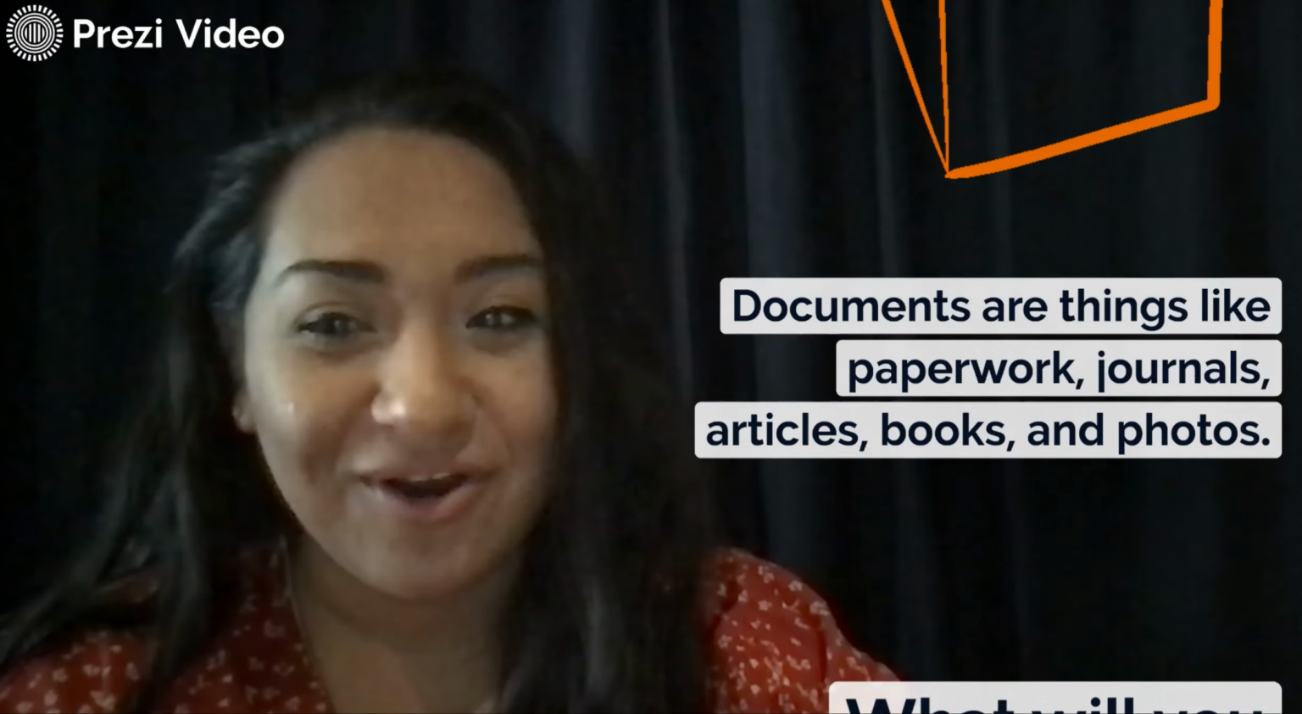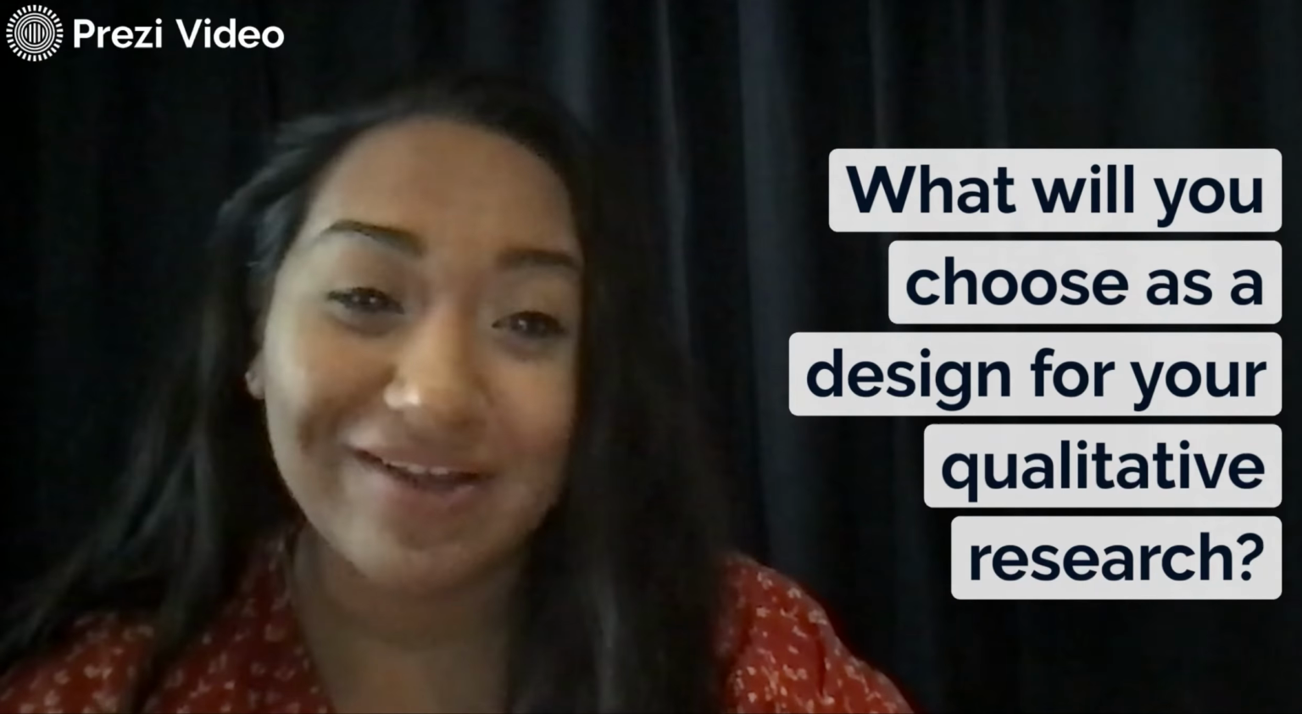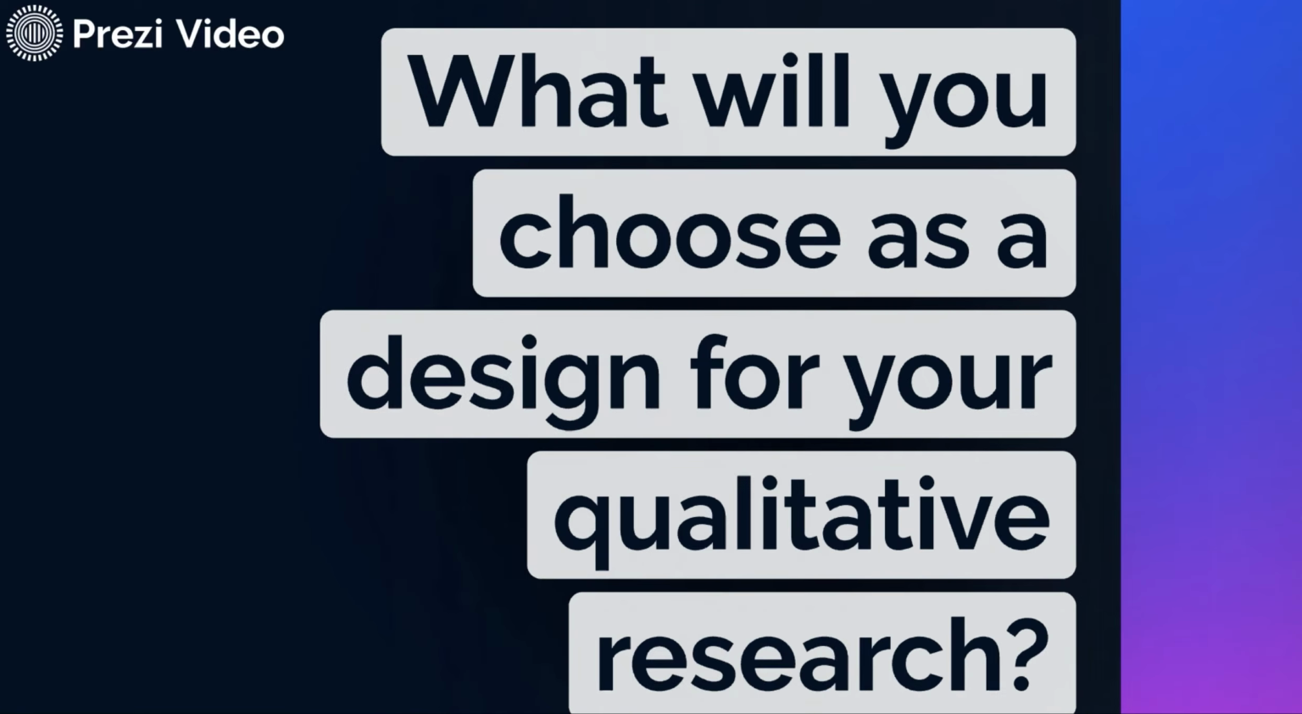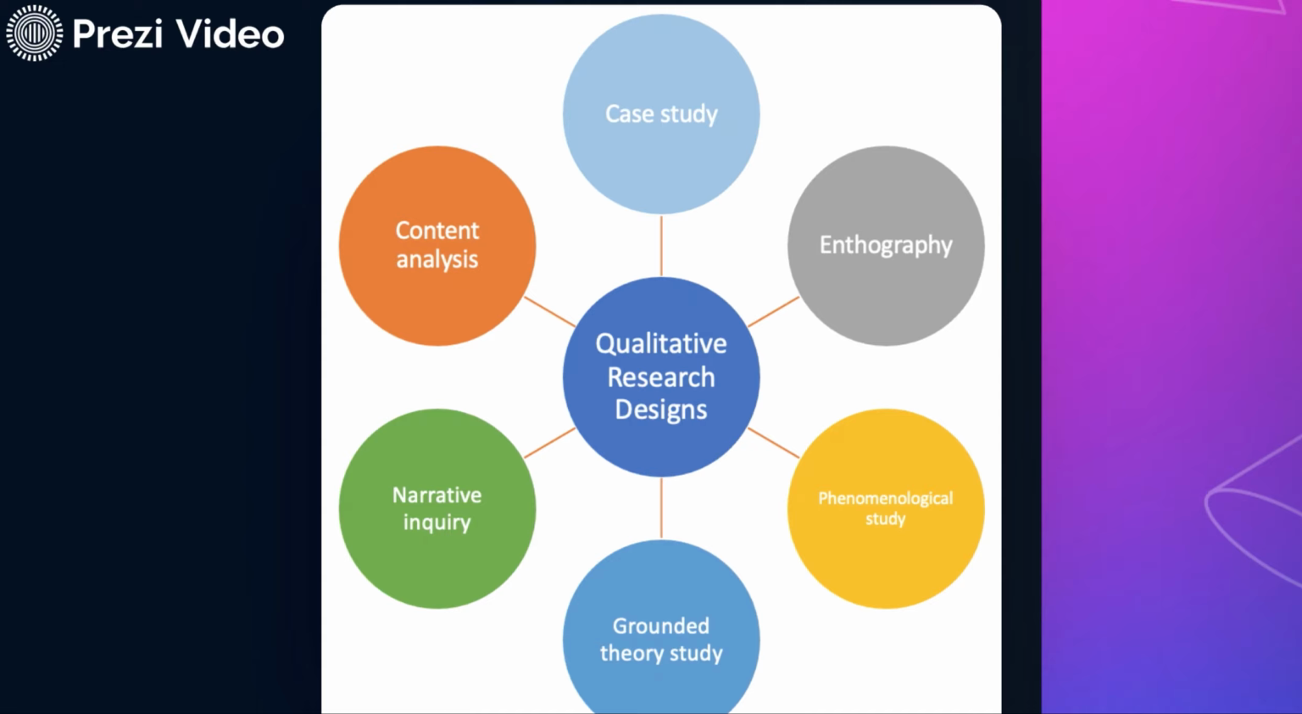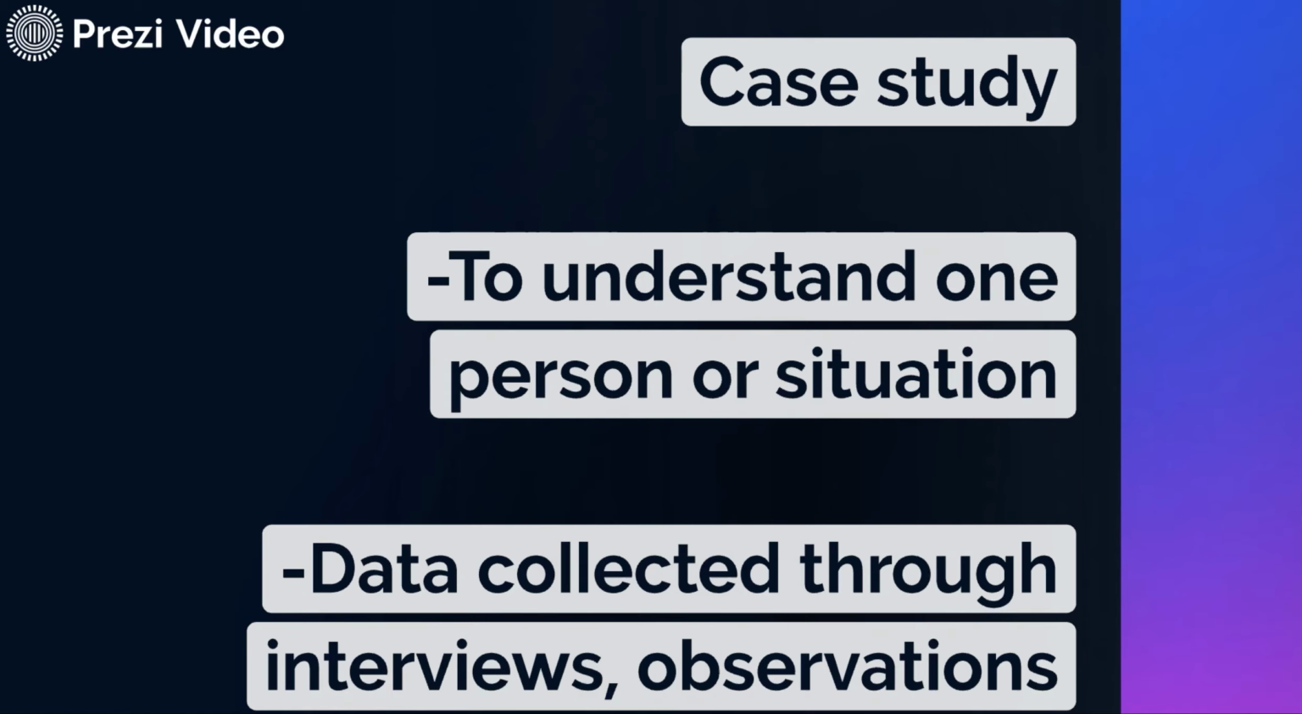So, consider what you will choose as a design for your qualitative research. Let's go ahead and take a look. Some designs to consider are the following: case study, ethnography, phenomenological study, grounded theory study, narrative inquiry, and content analysis. The case study design consists of observations, interviews, and written or audio-visual documents for data collection. The purpose of this design is to understand one person or situation in depth for a particular time period.